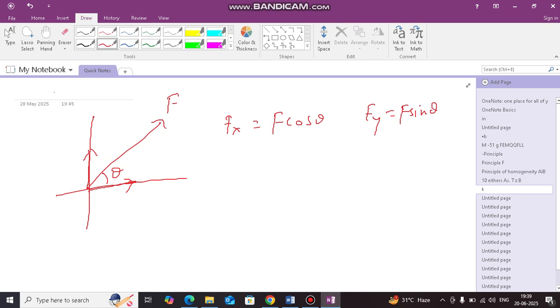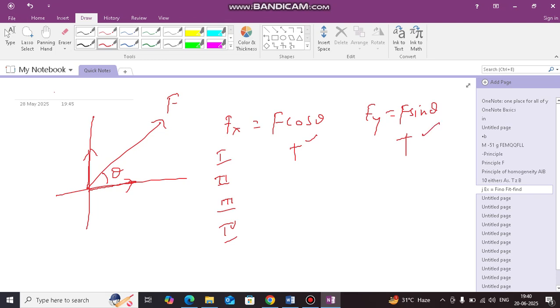Now the force can be in any quadrant. So we'll just write the quadrants here: 1, 2, 3 and 4. In the first quadrant, cos is positive and sin is positive, which means the x component is positive and the y component is positive.